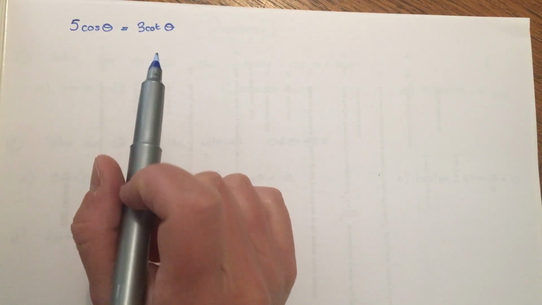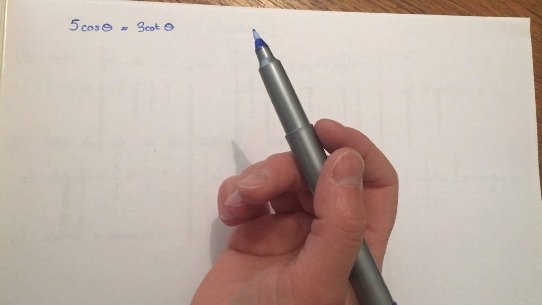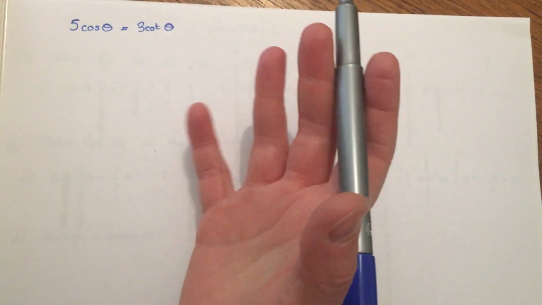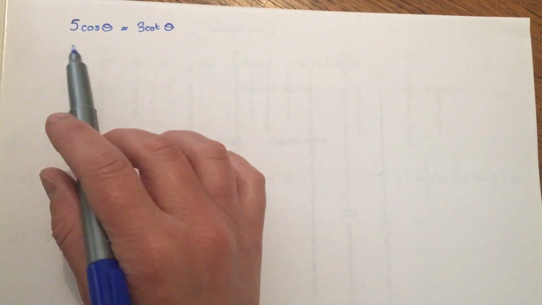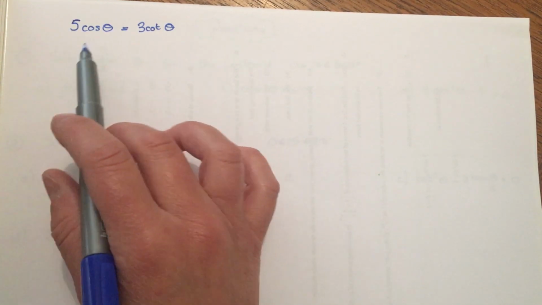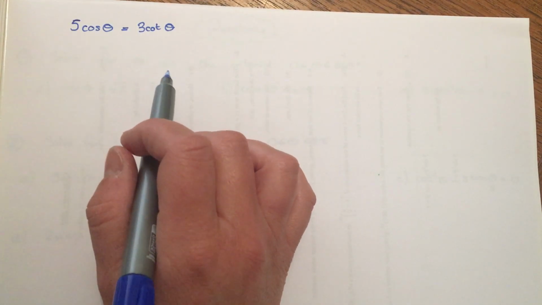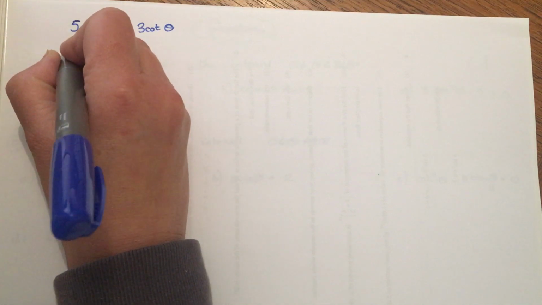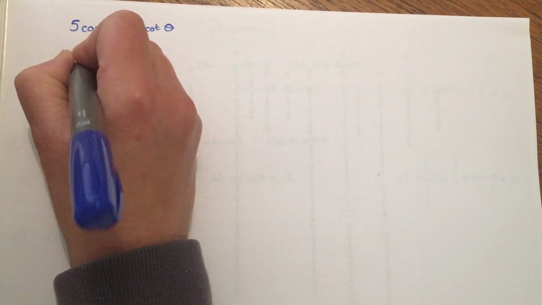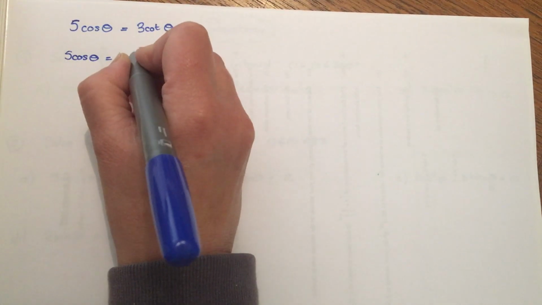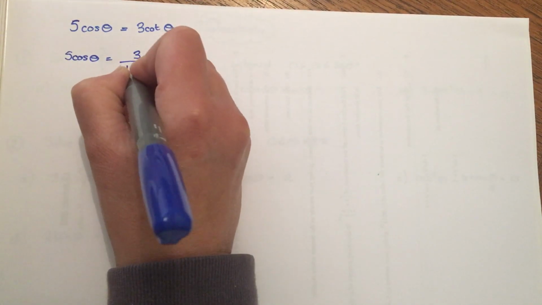As well as using it to solve trigonometrical equations where sec or cot or cosec equal a number, you can also use it to solve equations that look like this, where two different trigonometrical things are equal to each other. For this one, there's not a lot I can do with cos theta, so I'm going to leave it as it is. But I know that cot is 1 over tan, so 3 cot is the same as 3 over tan.